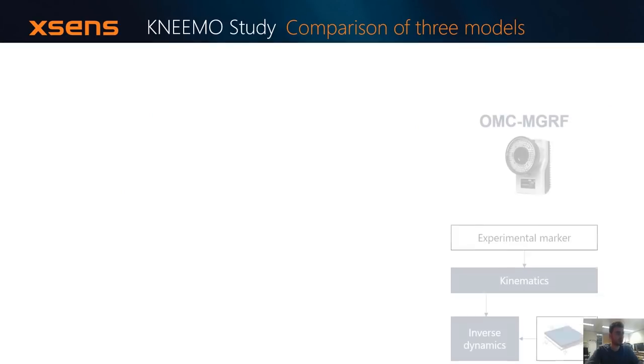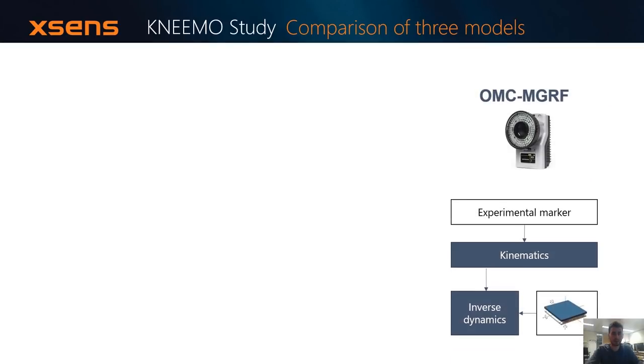So we constructed three different musculoskeletal models. The first model takes input from optical motion capture, and by running inverse kinematics, we construct the kinematic model, and then we run inverse dynamic analysis with input from force plates.